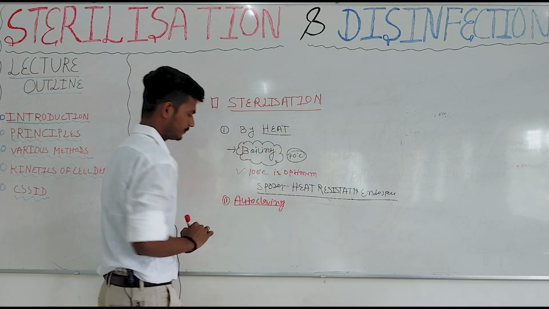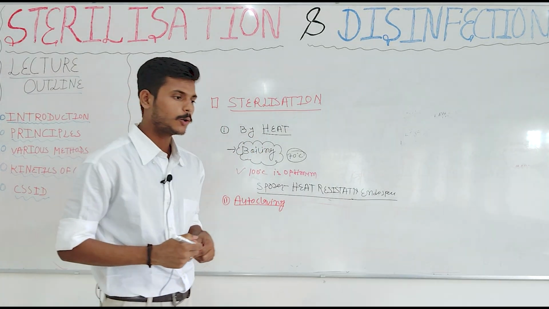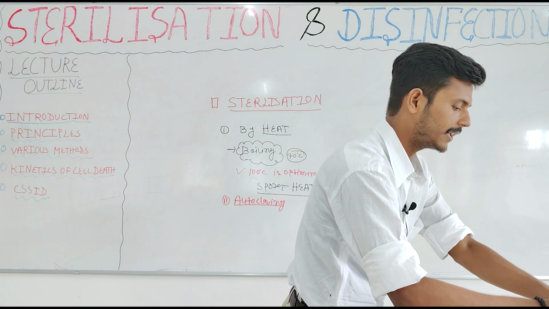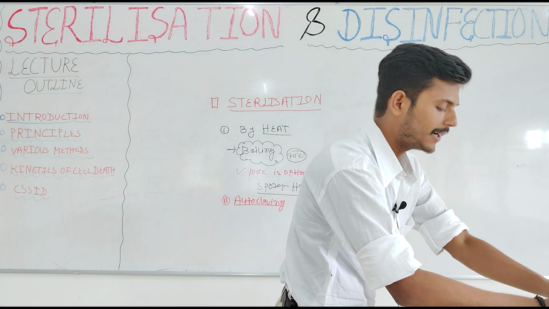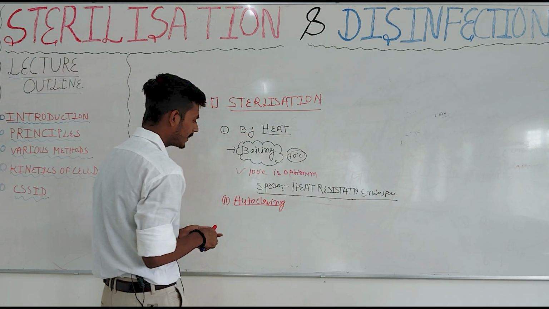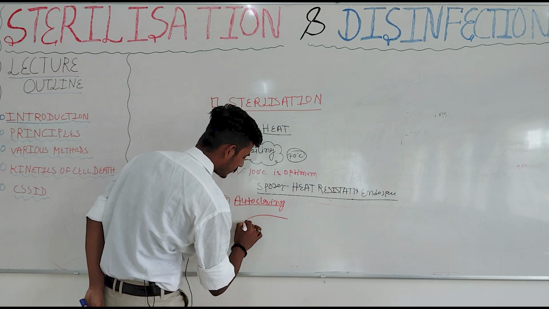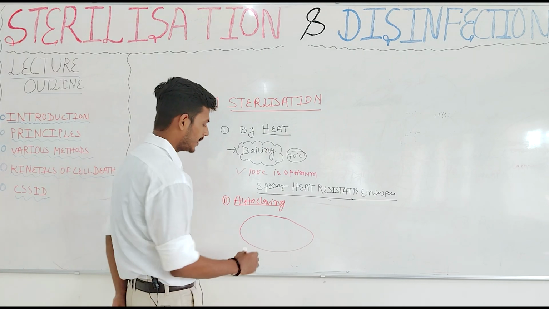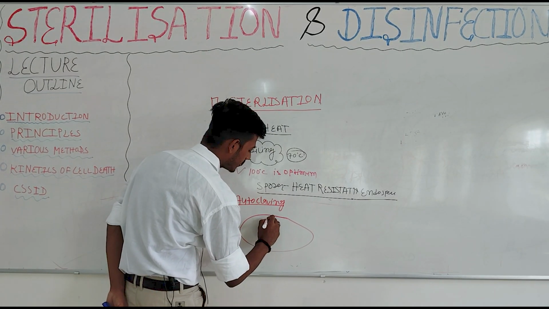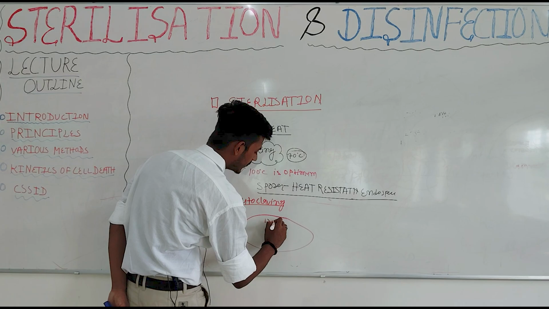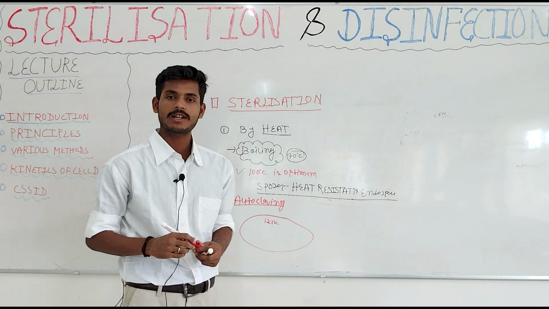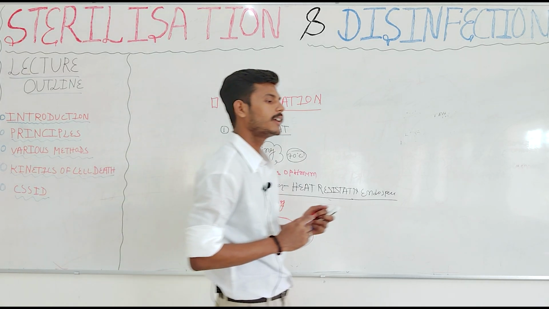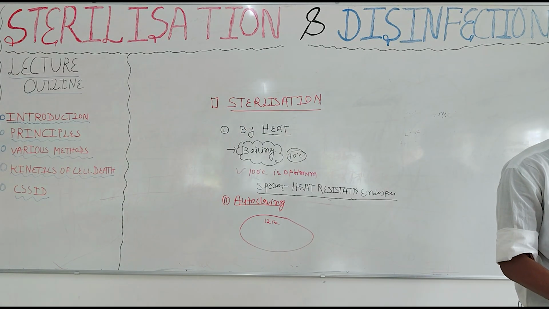Now, in autoclaving, we put the microorganism-infected equipment under steam in a closed vessel, and we provide a temperature of more than 121 degrees Celsius. In this autoclaving technique, all the microorganisms are destroyed. So this is called the autoclaving technique.